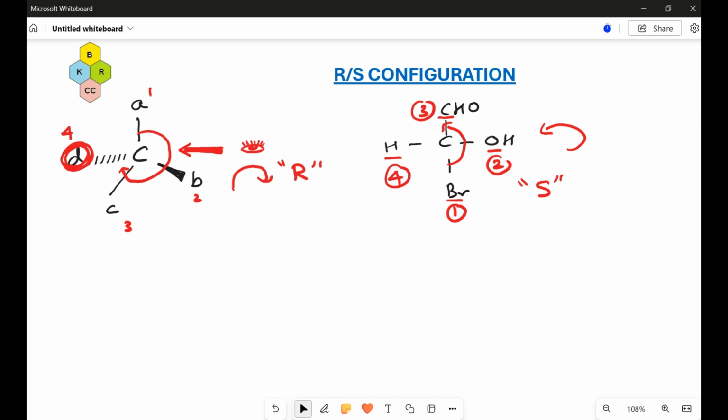But what did I say already? Whenever you assign a configuration, you should keep in mind that the least priority group should be away from us. Here the least priority is in the horizontal position, which is the near position. What should I do? I should strike out the arrived configuration and assign the next as the right one. Whenever you arrive at a configuration keeping the least priority in horizontal, whatever you get is a wrong answer. Strike out that and give the next one as the right answer. So here the answer is R configuration. Very simple.